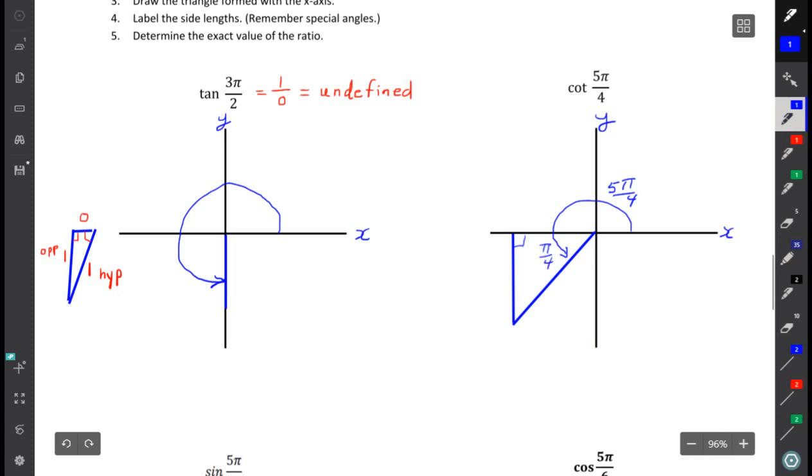Once again, now we need to recognize this is a special triangle. So this is my 1, 1, root 2. But because these are both on these sides, this is a minus and that's a minus. So if I want to determine the ratio value for this, cotan is the adjacent over the opposite. So the adjacent here is minus 1 and the opposite is minus 1. So minus 1 over minus 1 gives us 1. And again, that makes sense because this is a special triangle.